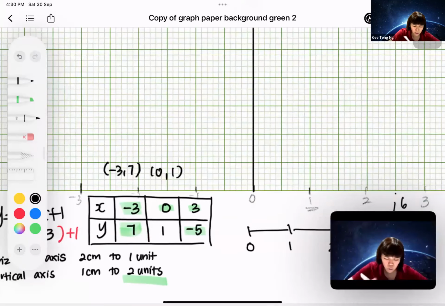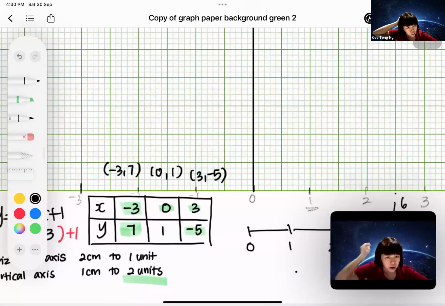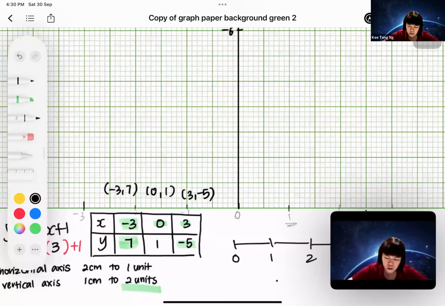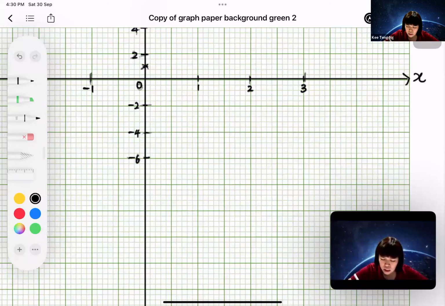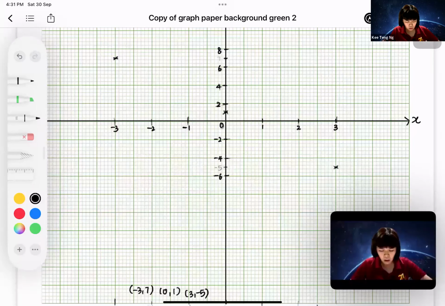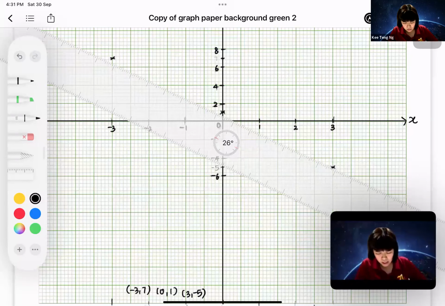Then next one, block 3, basement, -5, right? So block 3, basement 5, level 2, basement 4, basement 5 in the middle, right? So this one will be -5. So this one will be in the middle. Okay, so after you plot your points, we draw one line across.